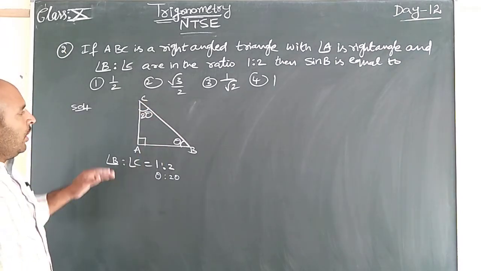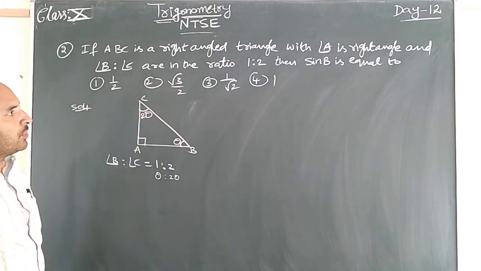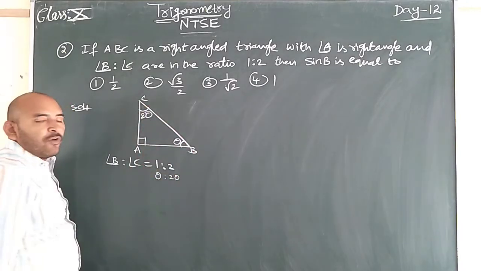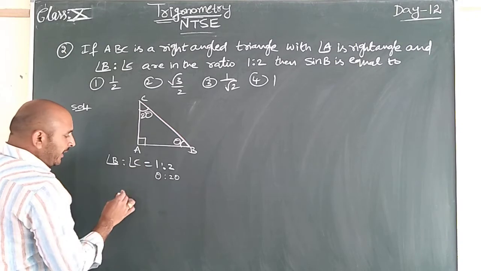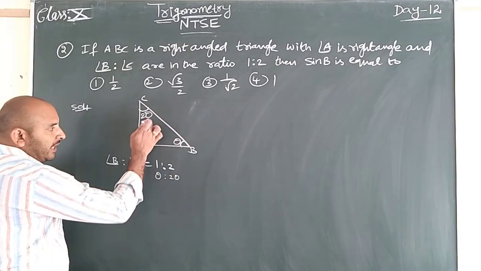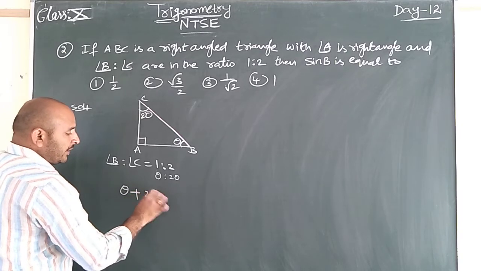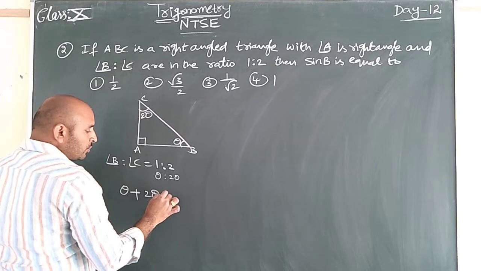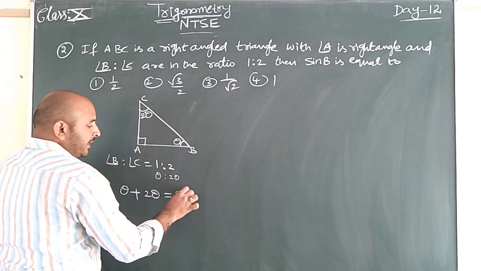So now the question: find sin B. According to triangle ABC, the sum of all angles is theta plus 2 theta. The sum of the angles theta plus 2 theta is equal to 90 degrees.